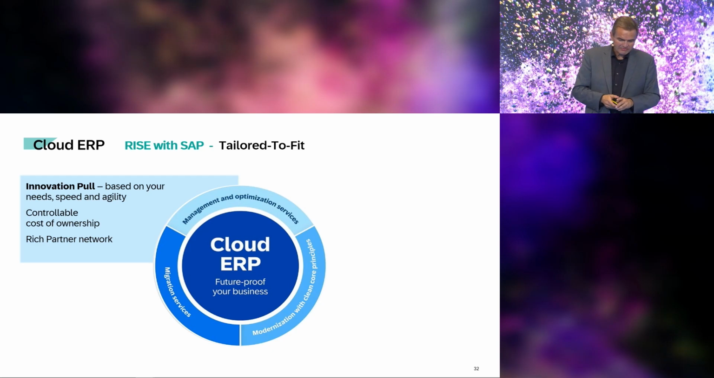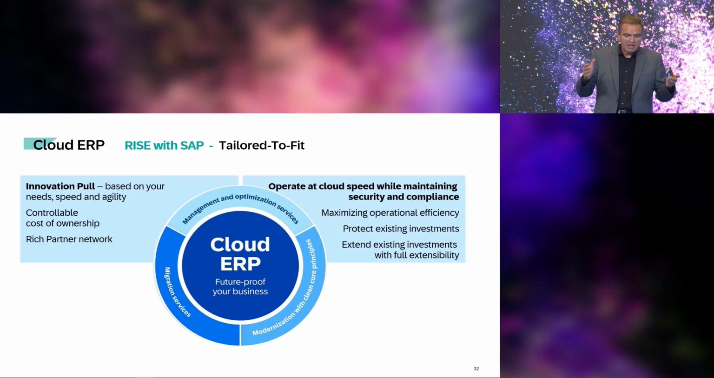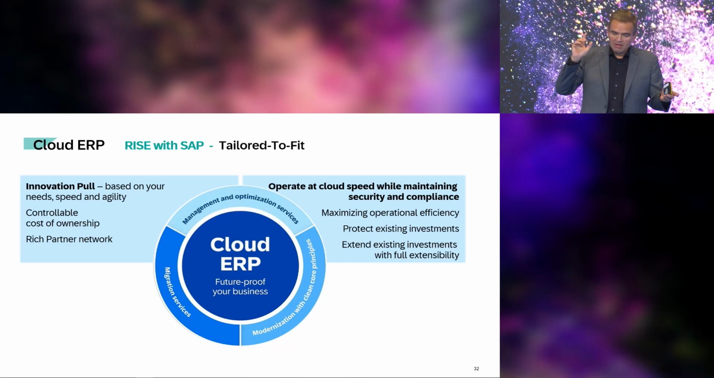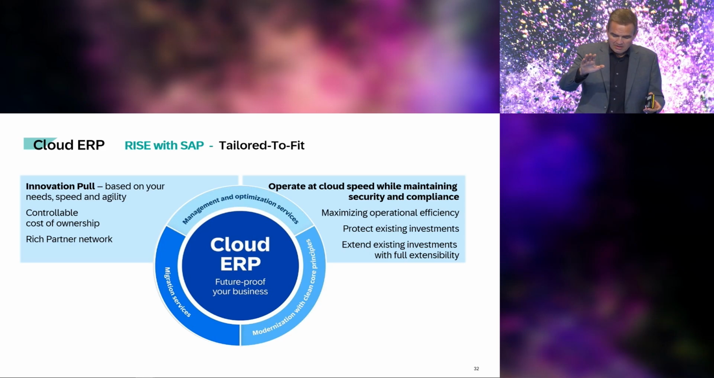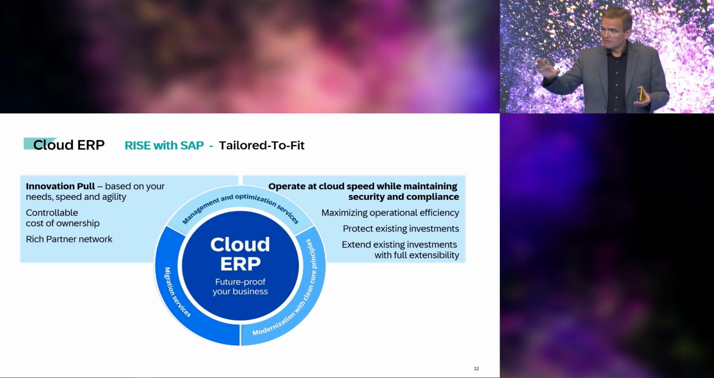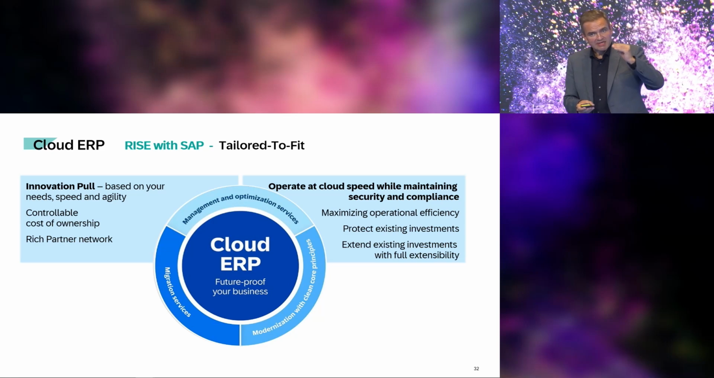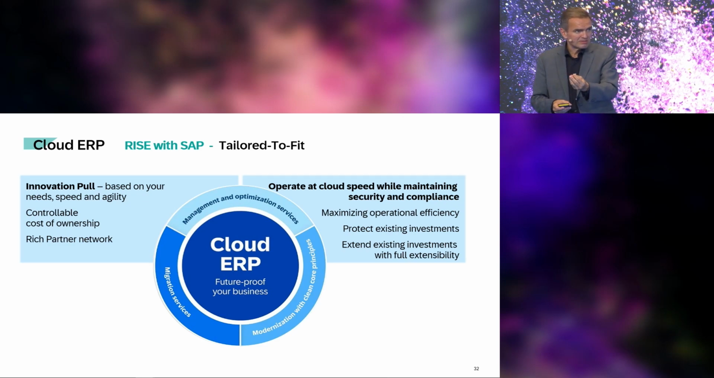Consequently, it's a controllable cost of ownership. Yes, we also have a huge partner network out of history already with all the big players in that world. And the operations comes with cloud speed. That is our promise, while maintaining the customer security on their level, what they want, and their compliance. Different mantra. That maximizes the operational efficiency, no doubt, but it also protects existing investments, because you can have brownfield implementations, you can even take your systems up into RISE.